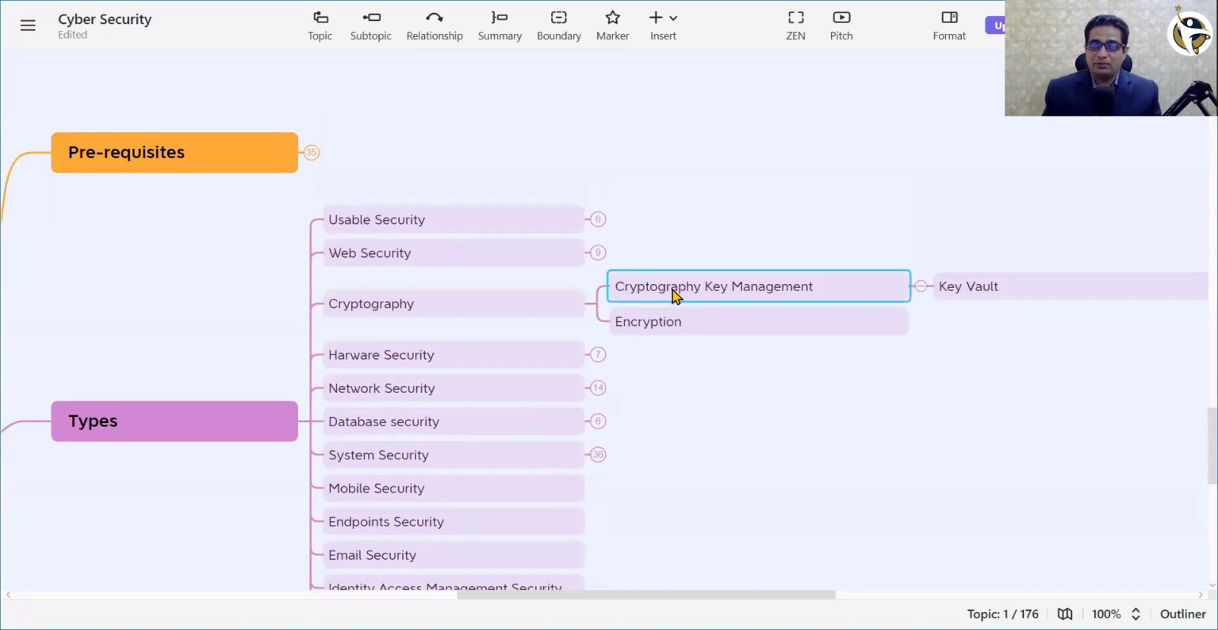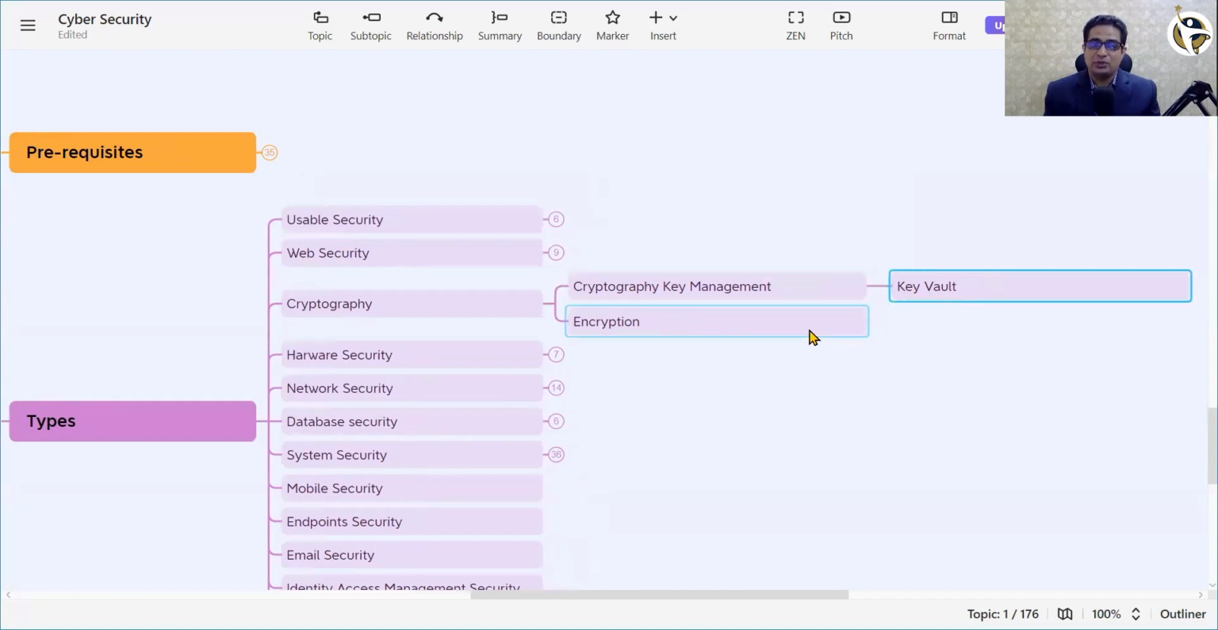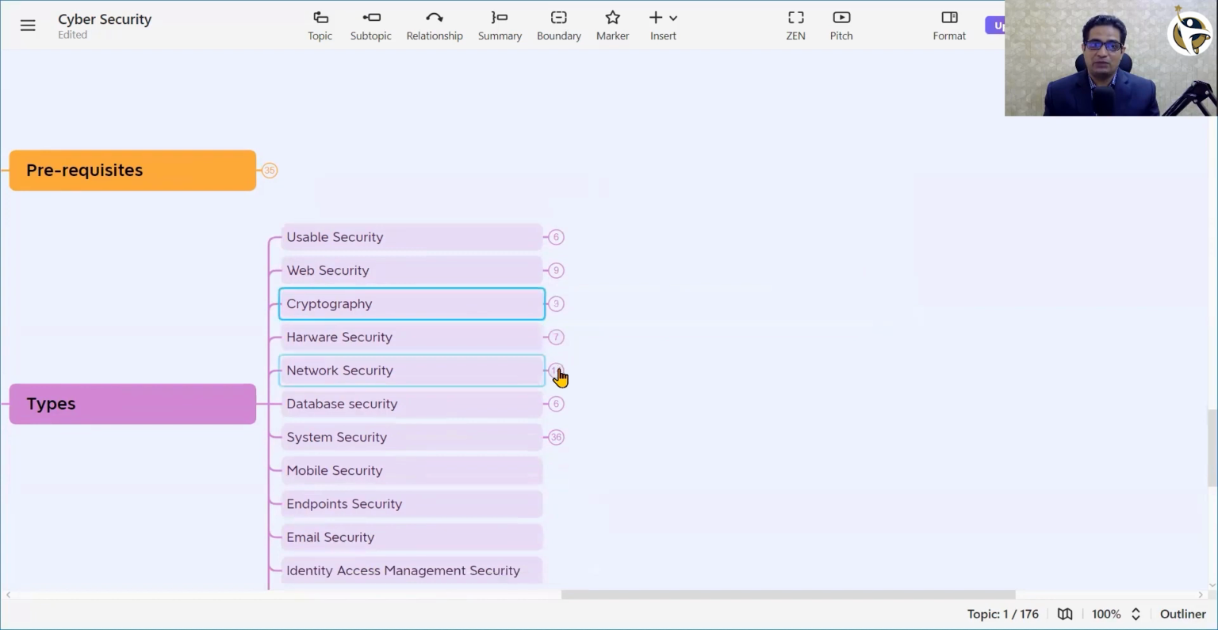So many times when we implement cyber security, we use various keys and passwords. So we need to protect and encrypt those keys inside Key Vault. Key Vault is one of the technologies used for password and key management. Apart from that, whatever encryption we use, we need to use it very diligently. That is something related to cryptography.